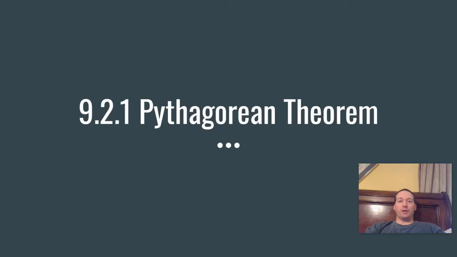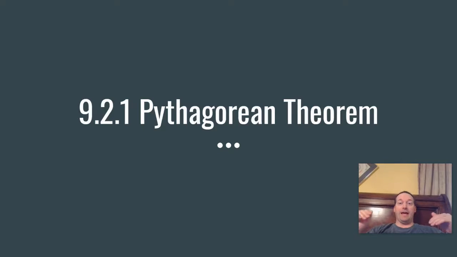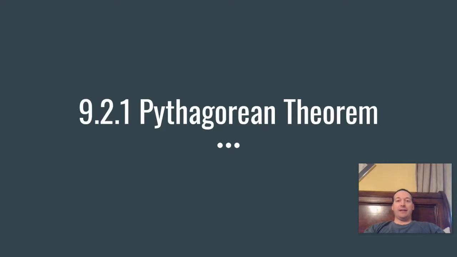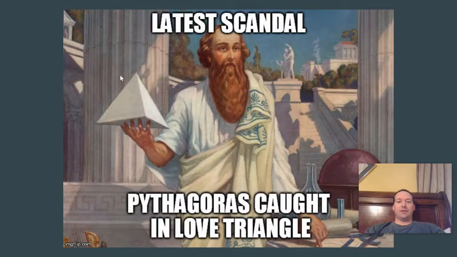So today, we're going to go on to something that's like the end all and be all of geometry. Every single person remembers what we're doing today. It's called the Pythagorean Theorem. Very, very common. A lot of people know about it. So let's get started. The latest scandal is that Pythagoras got caught in a love triangle. Yes, the Pythagorean theorem deals with triangles.